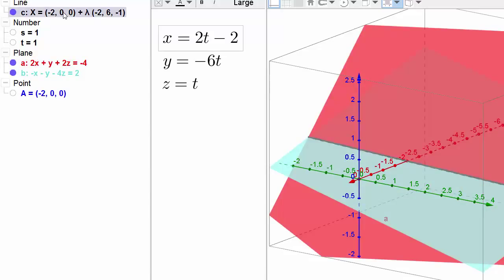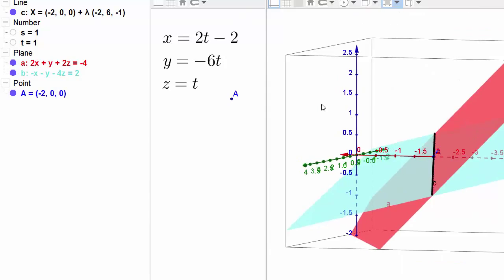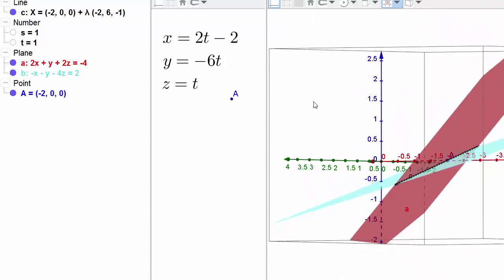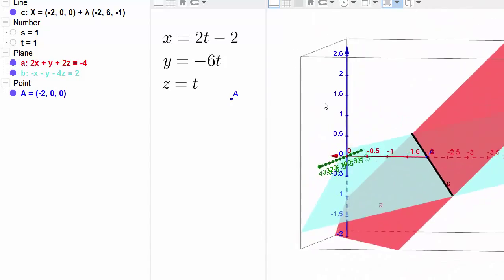Using the intersection command, I've wound up with this equation in vector form, negative 2, 0, 0, which matches up nicely with the parametric form, plus lambda times negative 2, 6, and negative 1. GeoGebra has basically given me the direction vector, but in the other direction. If I want to verify, I see that negative 2, 0, 0 is my position vector. I can turn that point on. There's point A over here in my plane, and yes, that point A lies on the line that is the intersection of those two planes.